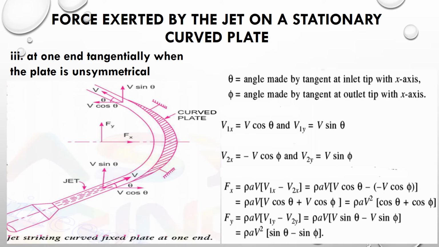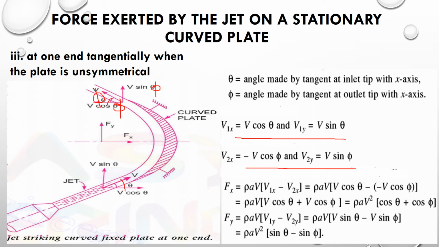So you can say that if theta is the angle made by the tangent at the inlet tip with the x-axis, so this angle is theta, and phi is the angle made by the tangent at the outlet tip with the axis. So this you have to correct. This angle is phi. Therefore, this component will naturally be V cos phi, and this will be V sin phi. There is a minor correction like this. So again, V1x, V2x, we can write it like this. It is the same way as discussed earlier, so I am not going to repeat it.